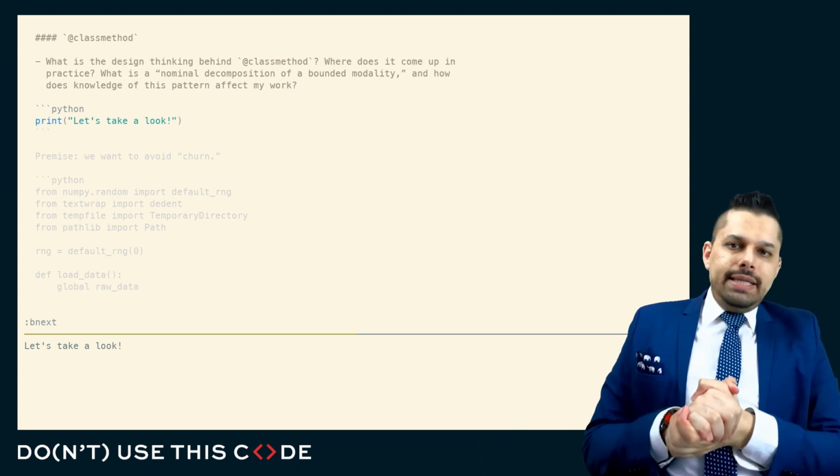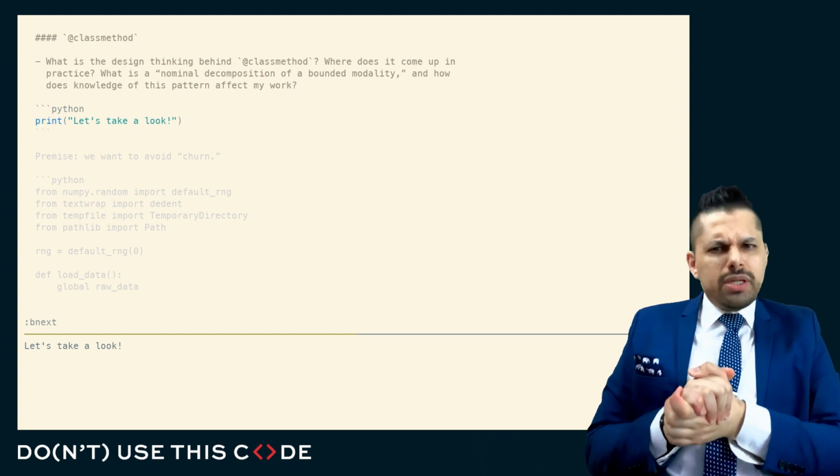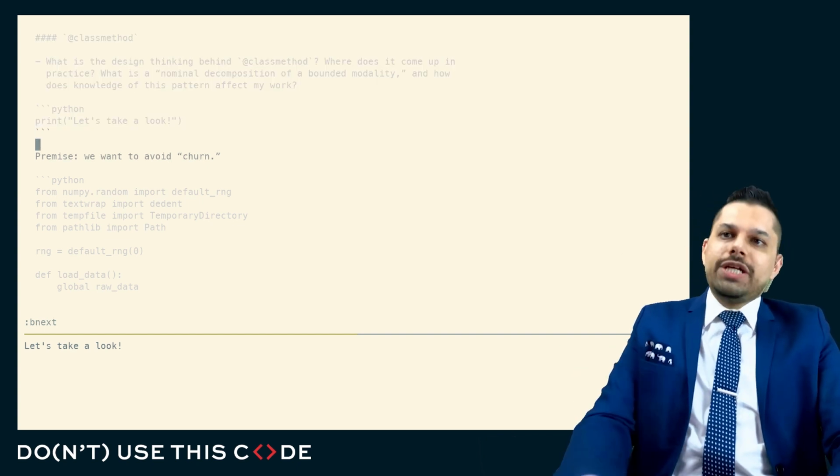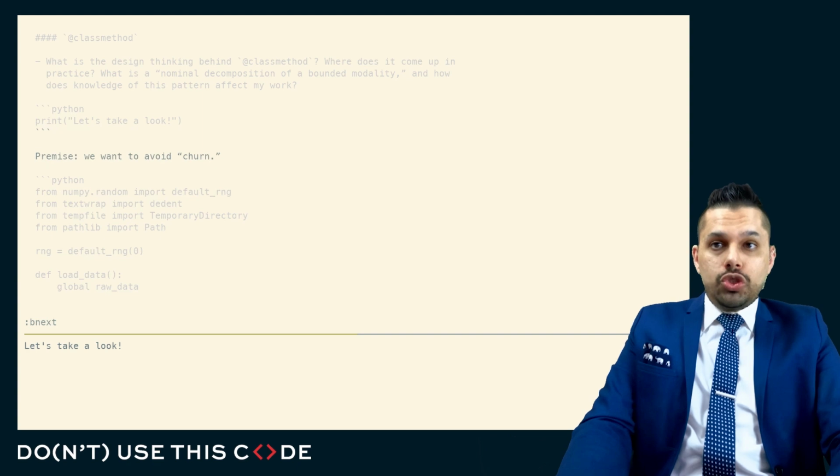We understand why it is that property may come up commonly. Where does class method come up commonly? Well, here's our first premise. We want to avoid churn.